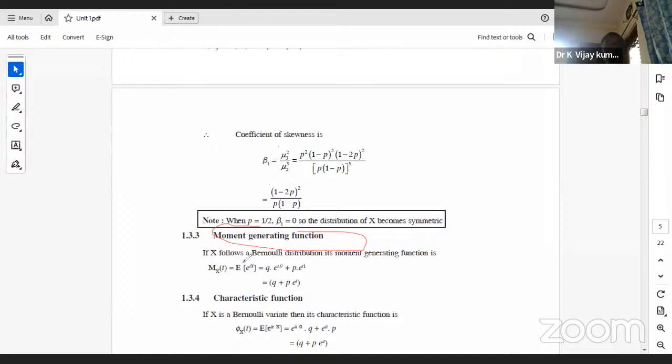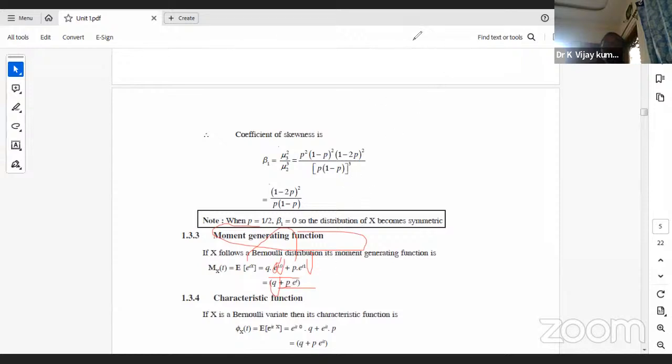Moment generating function. If X follows Bernoulli distribution, its moment generating function is M of X is equal to q into e power t0 plus p into e power t. Therefore, taking q and p, e power t0 is e power 0, which is 1, and e power t1 is e power t. So we can write here q plus p into e power t.